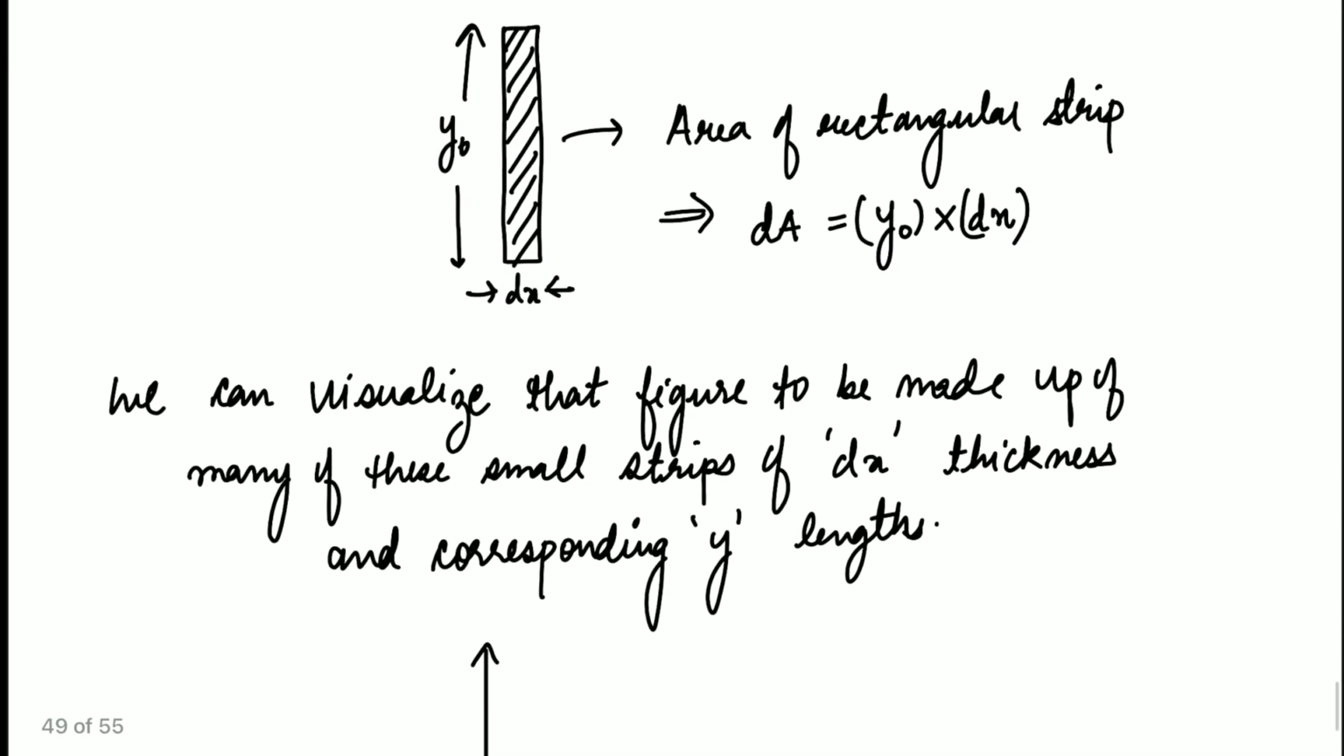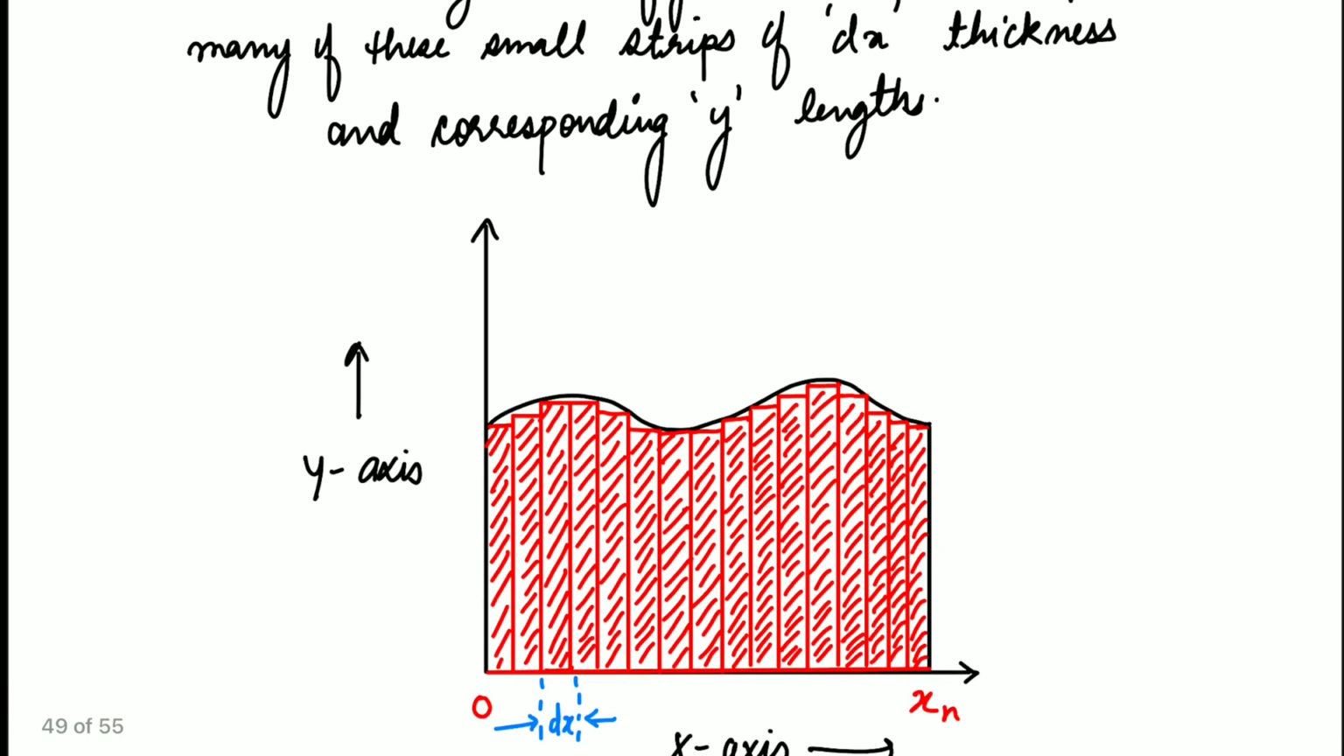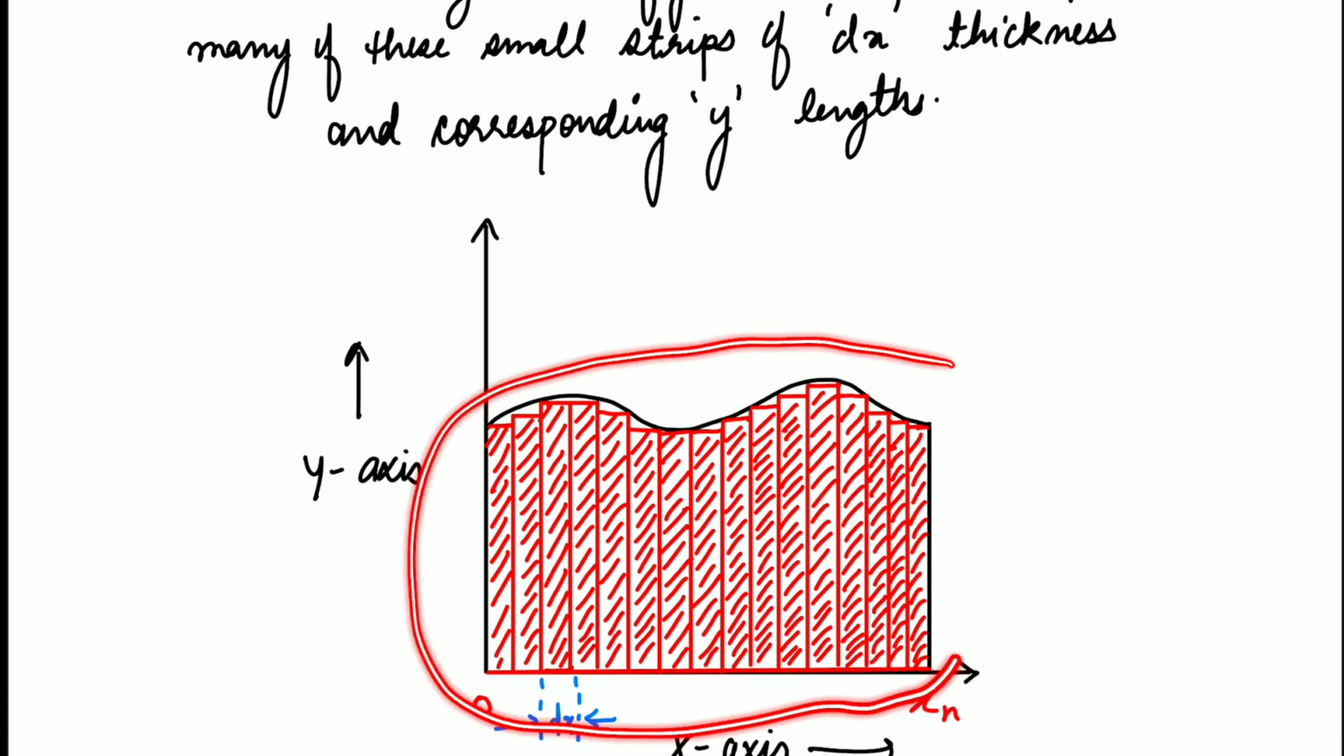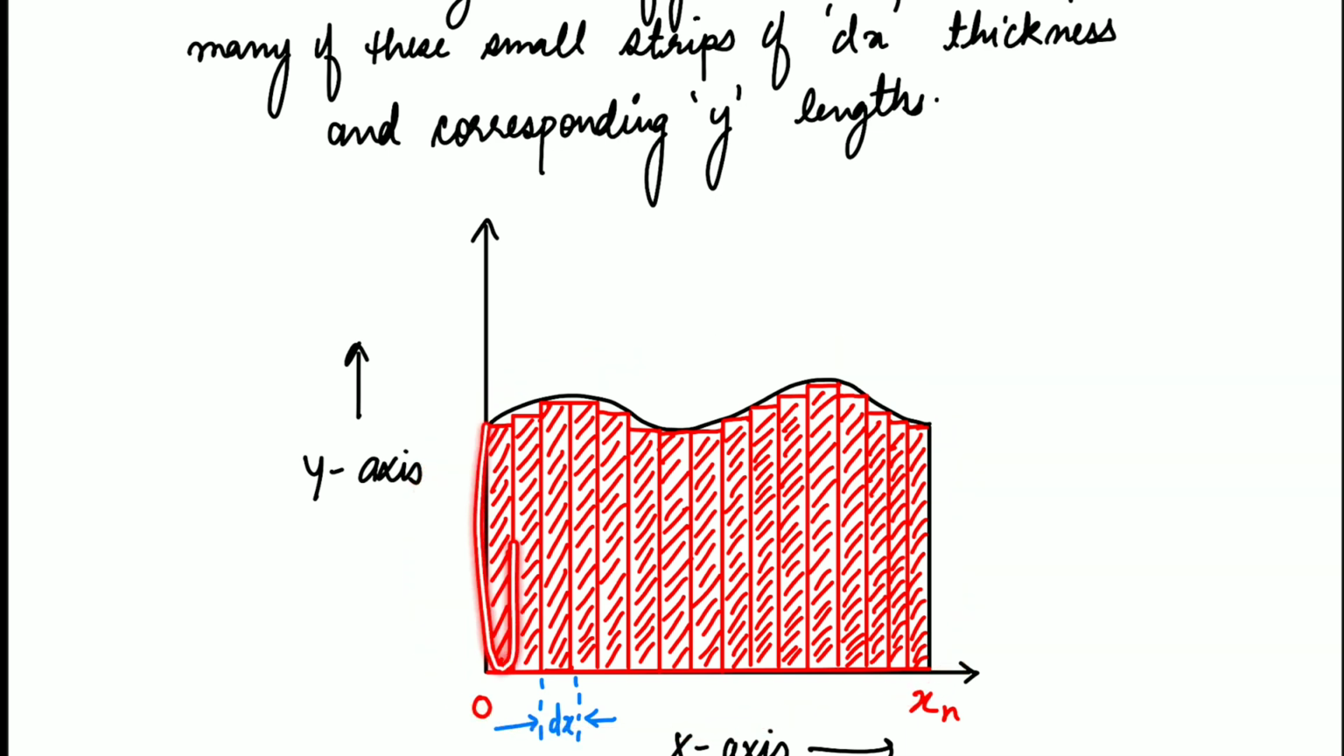Now I can visualize that my entire area is made up of these small rectangular strips of dx width and corresponding y length. If I want to find the area of this entire figure, all I have to do is add the areas of the individual strips till this particular point. Let me say this is my dA, a small area of the strip, dA naught, then this is dA1, and so on till dAn. You can imagine it is made up of n number of rectangular strips.